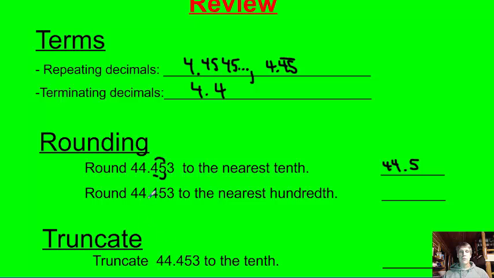The next one, if I have 44.453 and I want to round it to hundredths, so I'm at the hundredths and I need to look at the number just to the right of that. Now that's less than 5. So then I just truncate or just leave off all those numbers. So I'm just going to go 4, 5 and then just leave it alone.